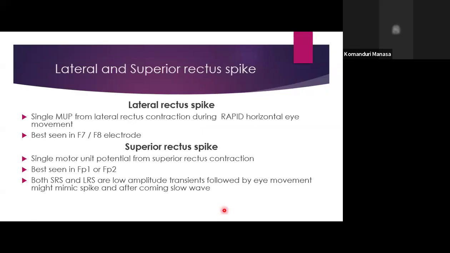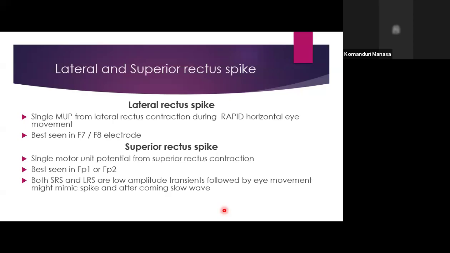So the lateral and superior rectus artifacts. The lateral rectus artifact is produced because of rapid horizontal eye movements. There is a contraction of the lateral rectus which causes a single motor unit potential, which will be reflected on the EEG. These are seen in the anterior temporal channels like F7 and F8 electrodes. The superior rectus artifact is because of vertical eye movements, with a single motor unit potential caused by the superior rectus contraction. These are best seen over FP1 and FP2.